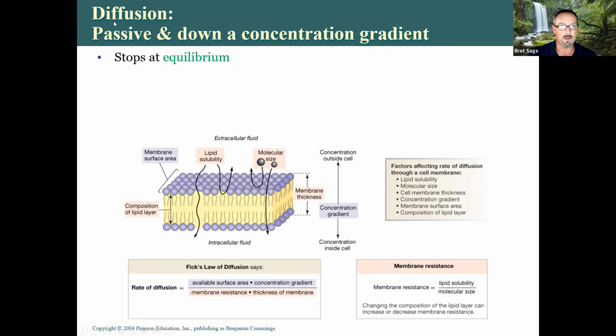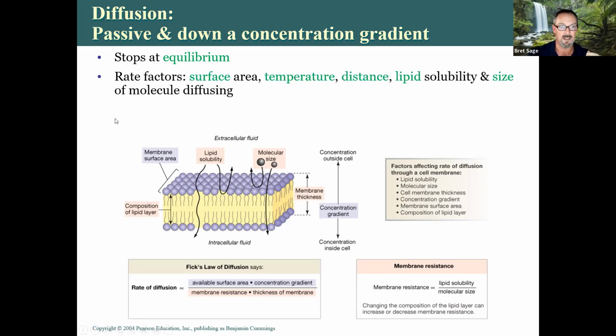Okay, first of all, we're going to talk about diffusion. Diffusion stops at equilibrium. What that means is when there are equal amounts of material on both sides of a membrane, it's not going to continue to change. It's going to stay the same when it's equal. Particles are still moving across the membrane, but equal amounts in and out at equilibrium, which means even amounts on both sides.